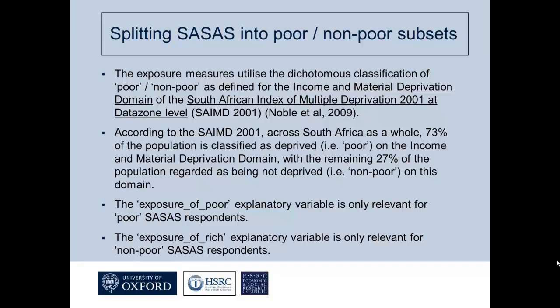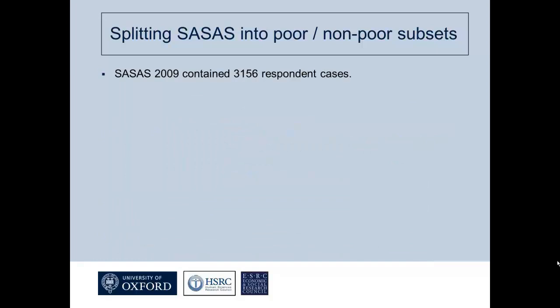And as such, it was necessary to split the SASAS dataset into 2 subsets, one consisting of the poor respondents and another consisting of the non-poor respondents, and then to run models separately for these 2 subsets, and including in each of these 2 subset models the relevant exposure indicator. So in 2009, the entire SASAS dataset contained 3,156 respondent cases. And as I just explained, our modelling requires a split of 73% poor and 27% non-poor.